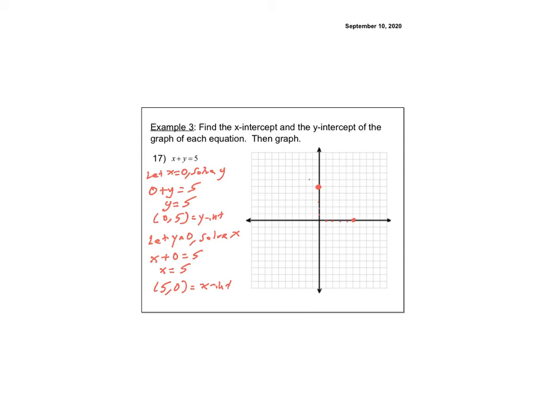I can simply connect those 2 points. Mine's kind of squiggly, hopefully yours is a lot straighter. There we go.